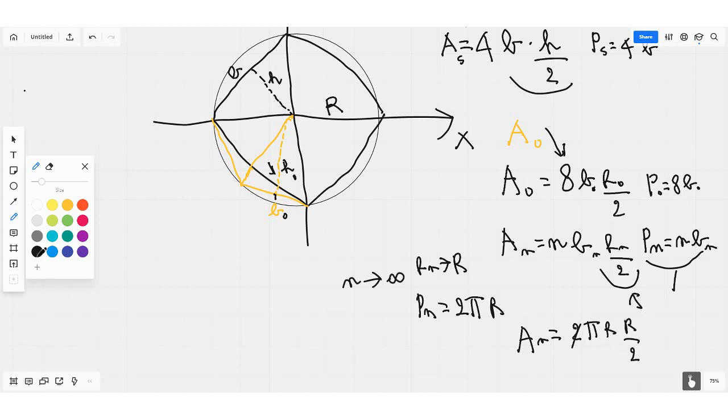Then these two will cancel out, and we are left with pi r squared. So this is the formula for the area of the circle. We have obtained it from basic math only. As you can see, there's no need to use calculus. This is one method you can use to get the formula for the area of the circle.